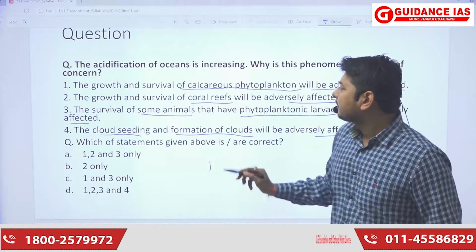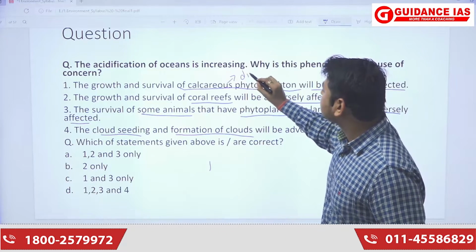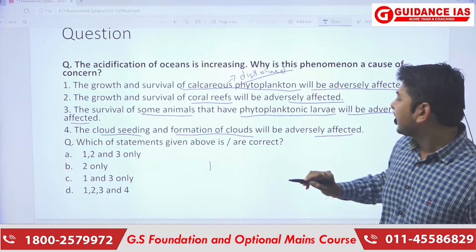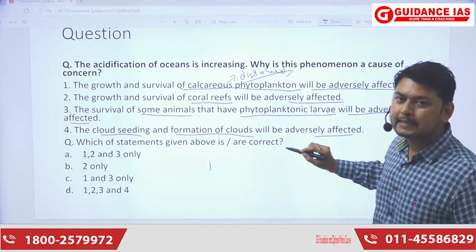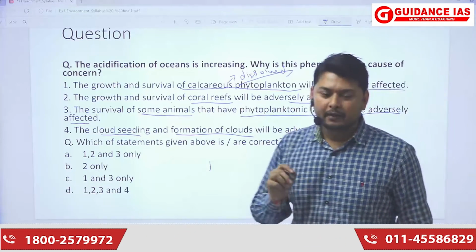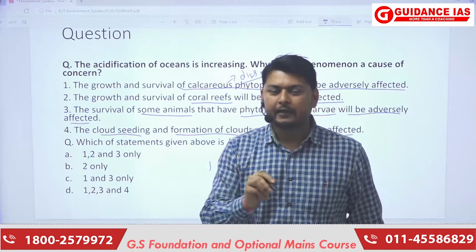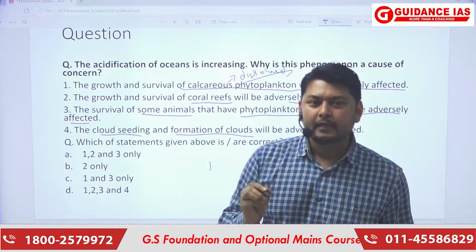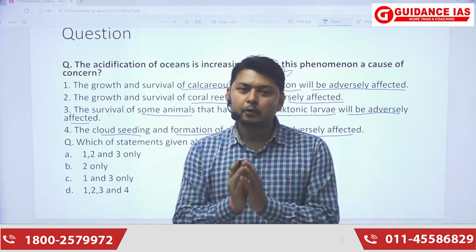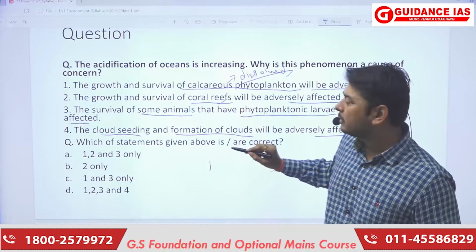So, if I look at this, the calcareous phytoplankton will start getting dissolved due to acidity, first thing. Then the growth and survival of coral reefs will be adversely affected. If you have read about coral reefs, they are very specific. They are found in very specific locations. They are not found in water that is too acidic or too basic, nor too cold or too warm. So the coral reefs will be affected here.